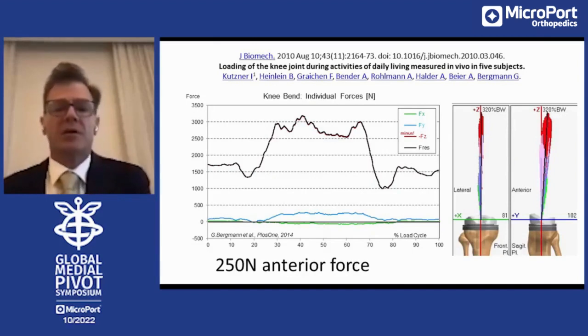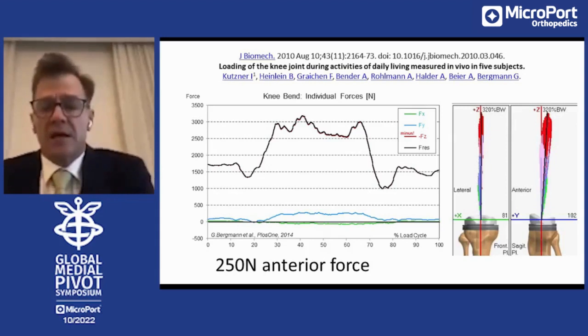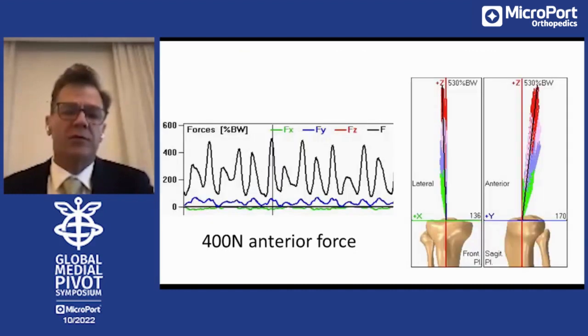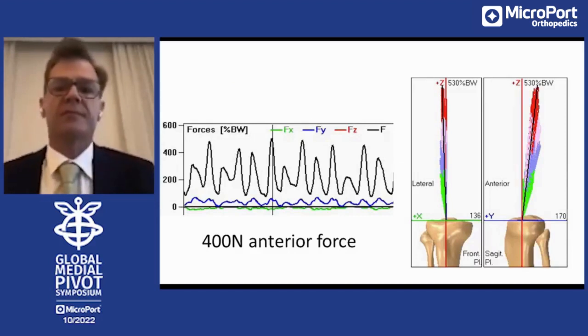This creates a shear across the bearing, depending on the design. Other movements like this alternating step forward from this patient have even greater anterior forces. It was 400 newtons of anterior force in this example, which creates a shear force across the joint.